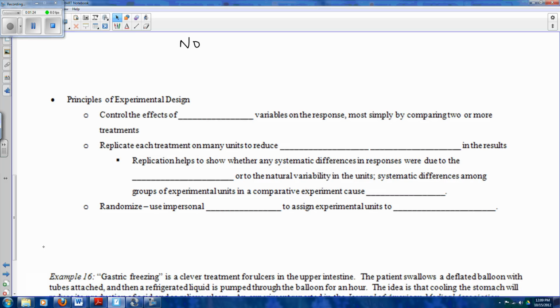Okay, so principles of experimental design. Basically, one of the main things you want to do is control the effects of lurking variables on the response, most simply by comparing 2 or more treatments. So control the effects of lurking variables, that's the main thing. Replicate each treatment on many units to reduce chance variation.